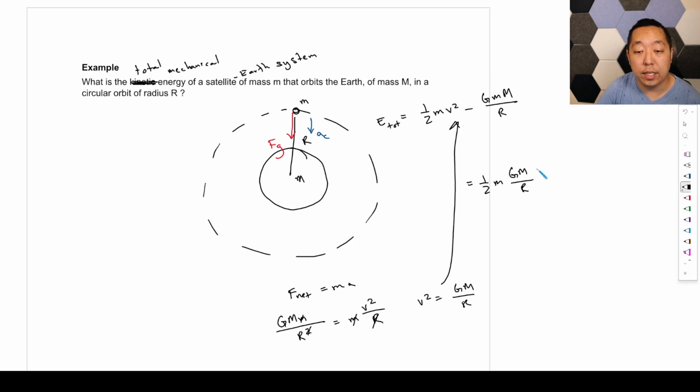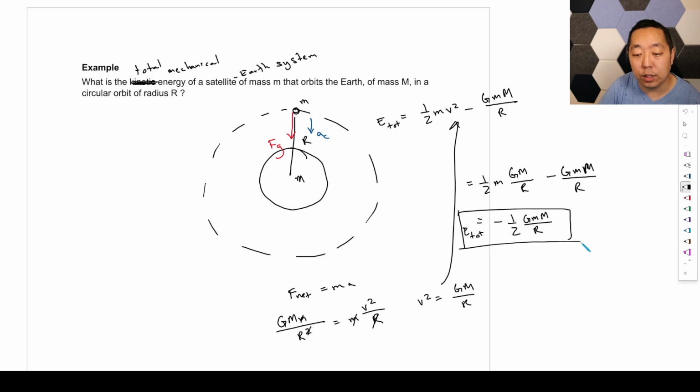So we get 1/2 little m GM over r, and then minus G little m big M over r. And look at this. There's a G little m big M over r. There's a 1/2 minus 1. That's going to be negative 1/2 G little m big M over r, because you have 1/2 of these minus 1. That's going to be the total energy here.